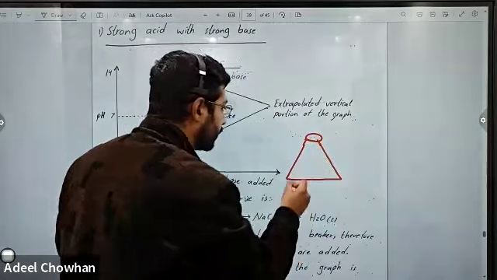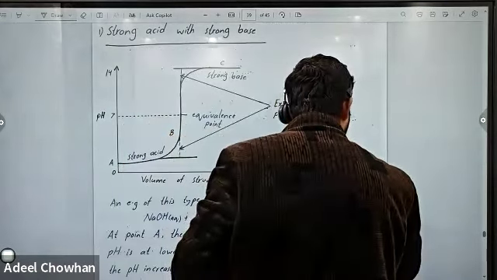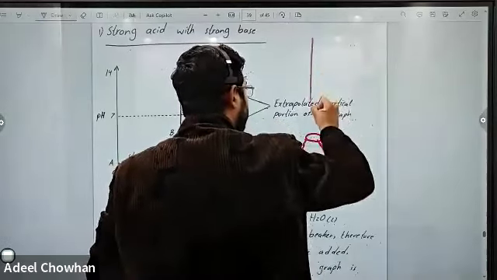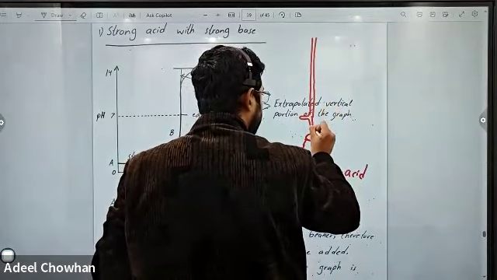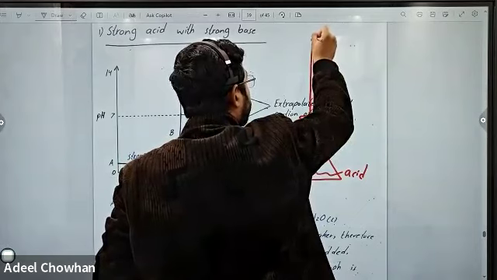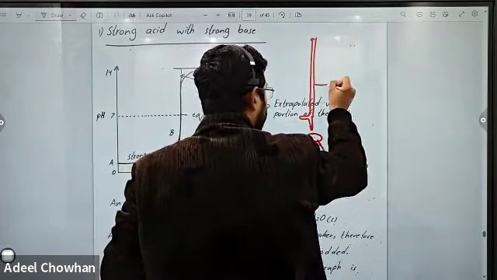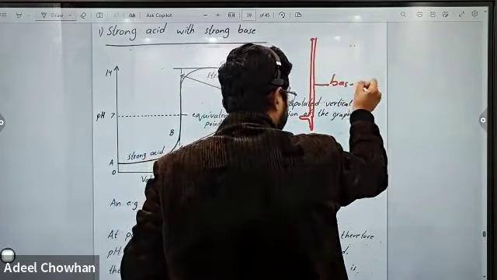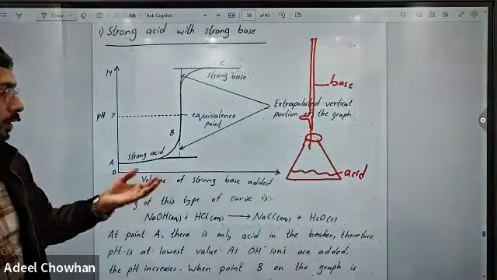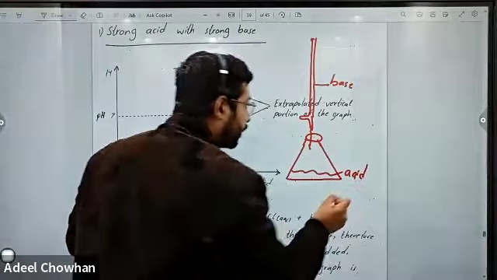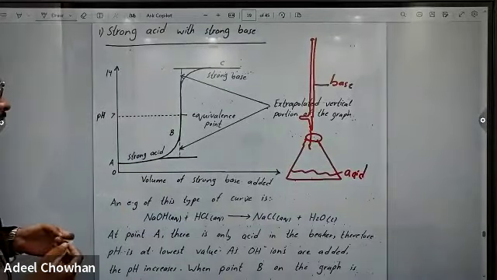The conical flask contains only the acid at this point, and then we use the burette to put the base into the flask. So a base is present in this burette. We start pouring down the base into the flask. So we will now trace how the pH values vary as we do this reaction.